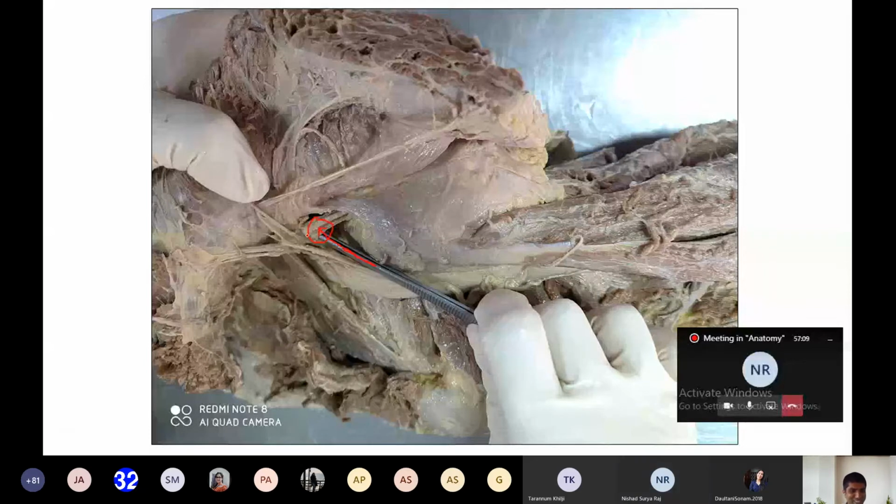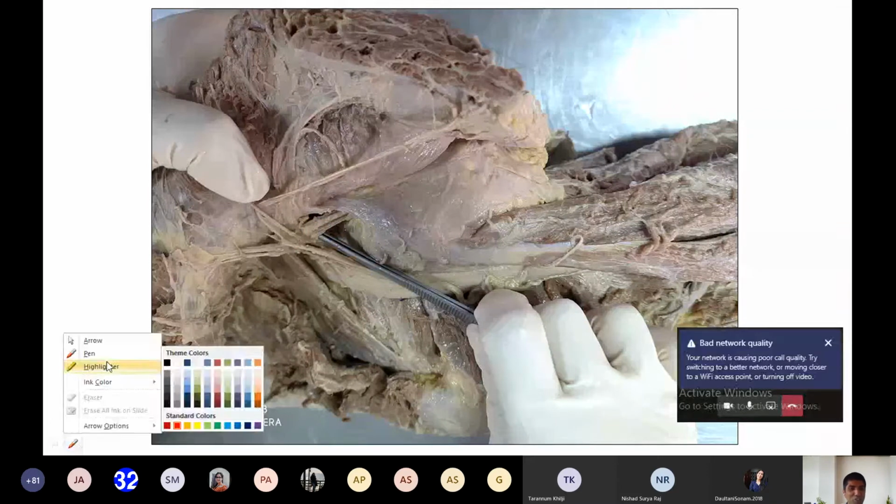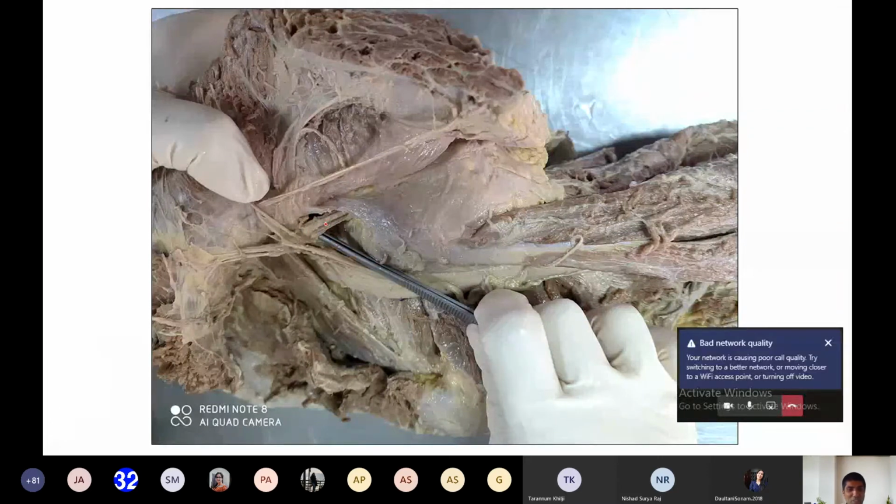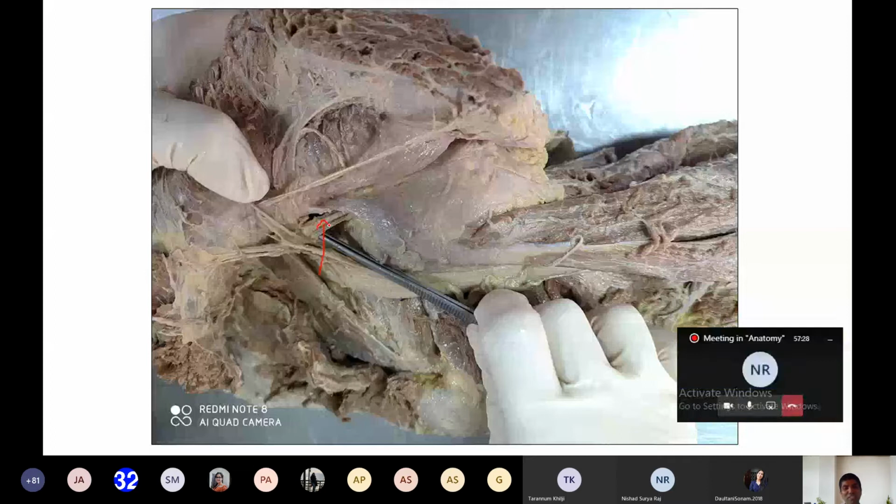Yes, pin structure. Very good. This is the pin structure. Great, our students are brilliant among all. Very nice. So this one is the pin structure because it is pinned in the beginning. So it is pin structure. Isn't it? Yes.